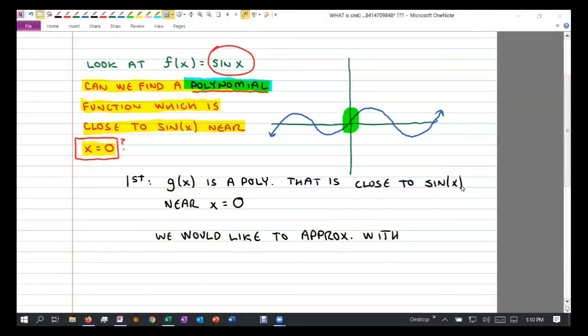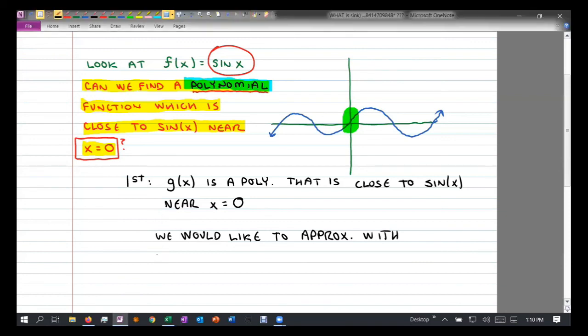Okay, so we would like to approximate it with a polynomial. Now, what degree polynomial do y'all want to try? Because we could try to approximate it with a line, but would y'all agree a line wouldn't be that good? If I try and draw a straight line like this, that's kind of close to sine, isn't it? But it's not that great because it doesn't curve at all, right?